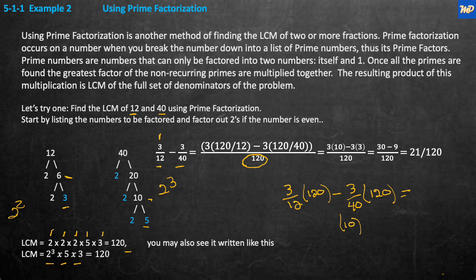Let's try that again. 3 times 10 minus 40 goes into 120 3 times. 3 times 3 is 9, minus 3 times 3. And then that equals 30 minus 9 equals 21. Well, that's what we're going to get here. We get the 30, right here, 30 minus the 9, and it gives us a 21 1/20. Right here, 21 1/20. So that's the answer to this problem.